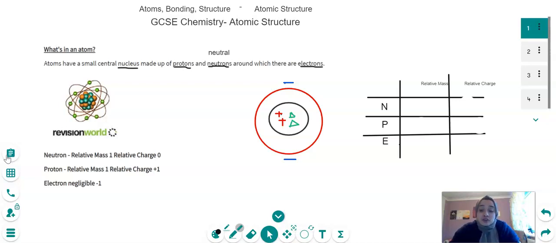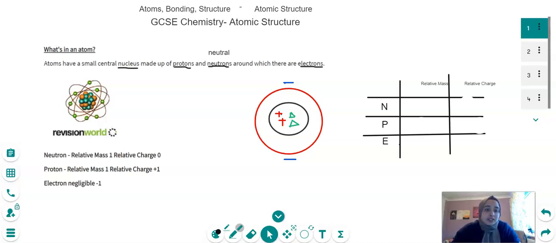So today I'm going to be covering a GCSE chemistry lesson. This will usually be your first lesson in your syllabus. We are going to be covering atoms, bonding, and structure, and we're going to be starting from the bare basics about the atomic structure. Okay, so the first question you should always ask yourself is, what is an atom?